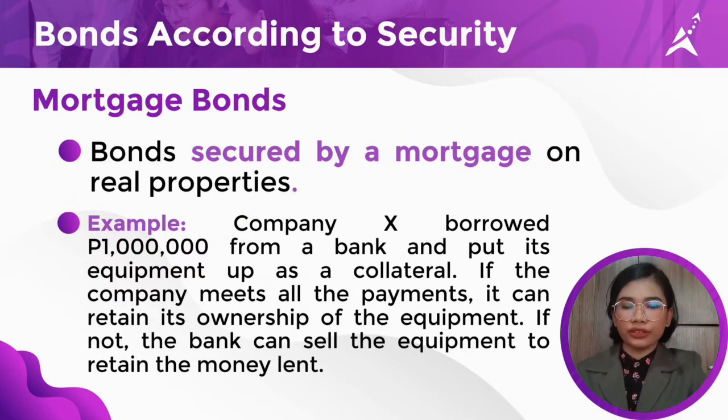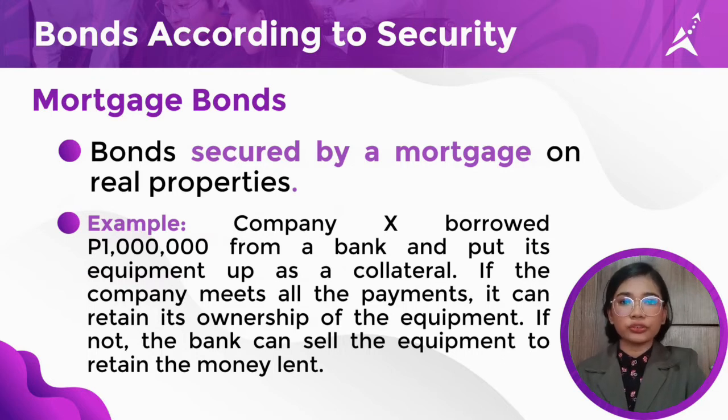We have mortgage bonds, collateral trust bonds, and debenture bonds. First is mortgage bonds. So it is a bond secured by a mortgage on real properties. So when an issuer borrowed money from an investor, they include a security in their condition. This condition is written in the bond indenture.